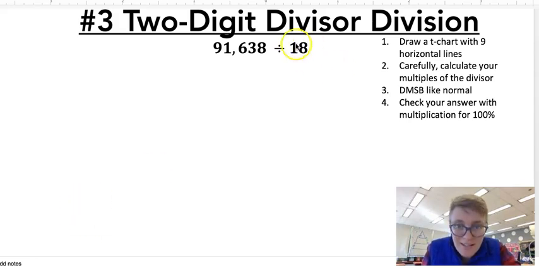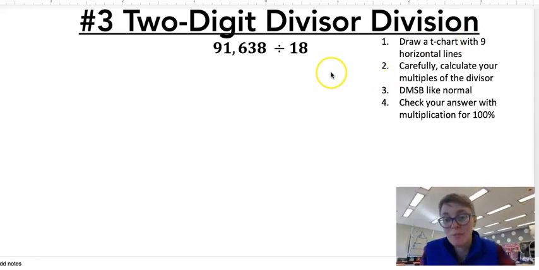We know that that's our divisor. 18s are not easy to count by. I'm good at 8s, I'm really good at 1s, but this is 18. So we really need to show our time and patience by drawing a T-chart that's going to list all of our multiples of 18. Multiples because I'm counting by 18.